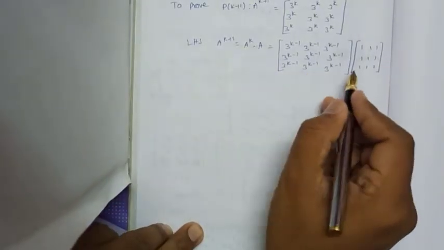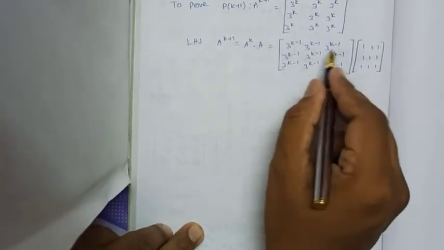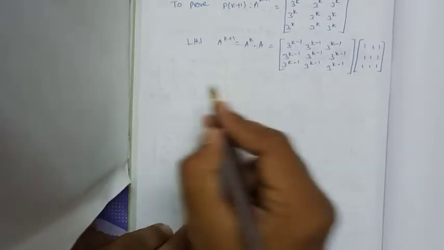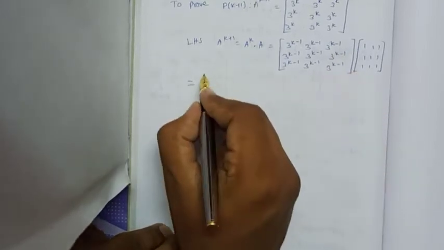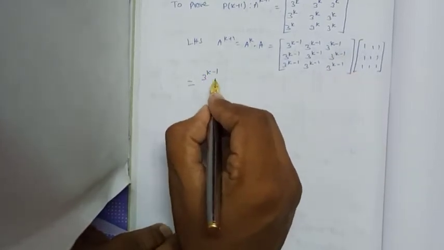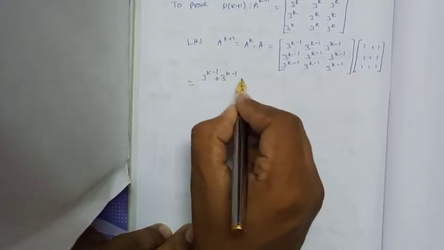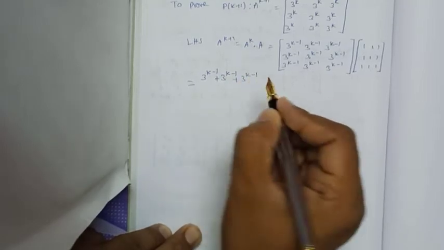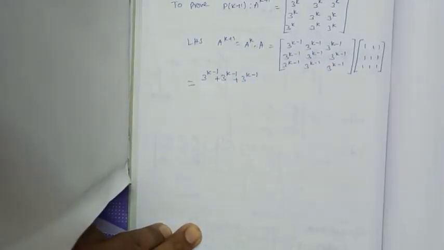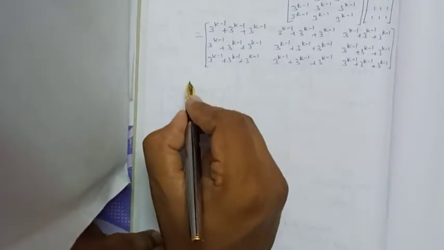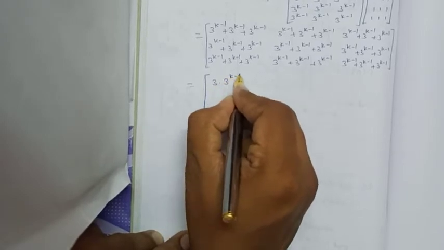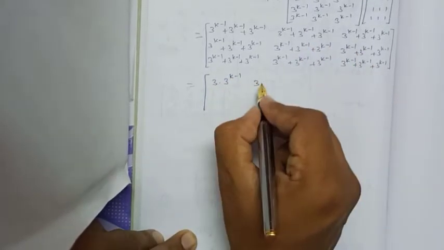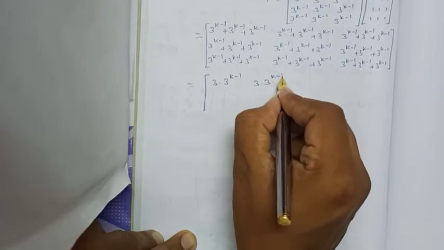So we multiply these 2 matrices using the row by column method. So we get 3^(k-1) plus 3^(k-1). Each row we get 3^(k-1) plus 3^(k-1) plus 3^(k-1). In all rows are there, so all entries are there. We have seen that 3 times. So we can rewrite the matrix as 3 into 3^(k-1), so both entries are there, 3^(k-1).